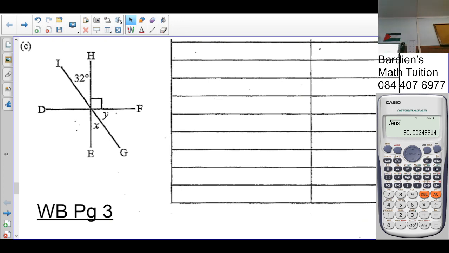Alright, here we go, listen. Right, how are we going to calculate y here? Or x? 32 degrees. Why? Vertically opposite. So x is equal to 32 degrees. Vertically opposite. Now what? Vertically opposite to y? To x? This one here. Why do we need that? We don't need it.